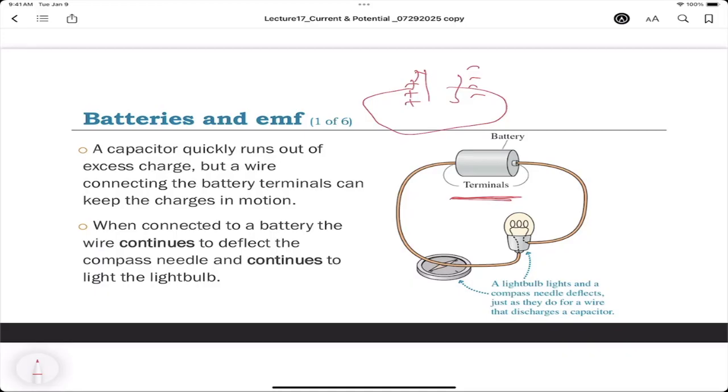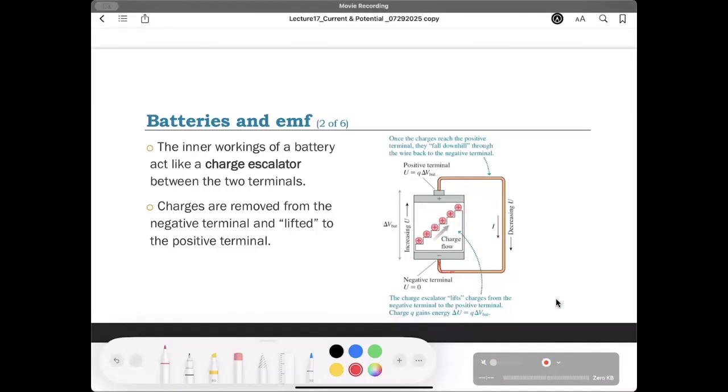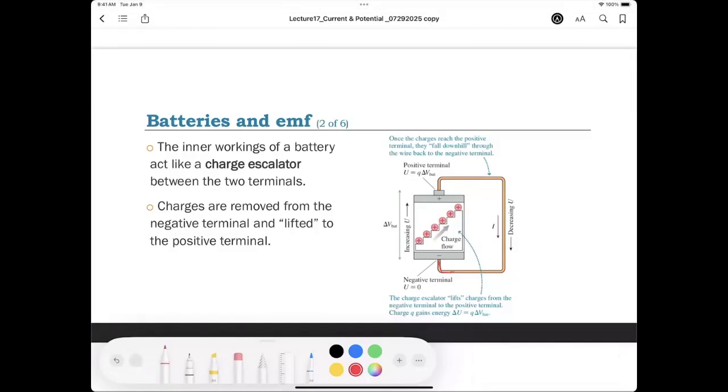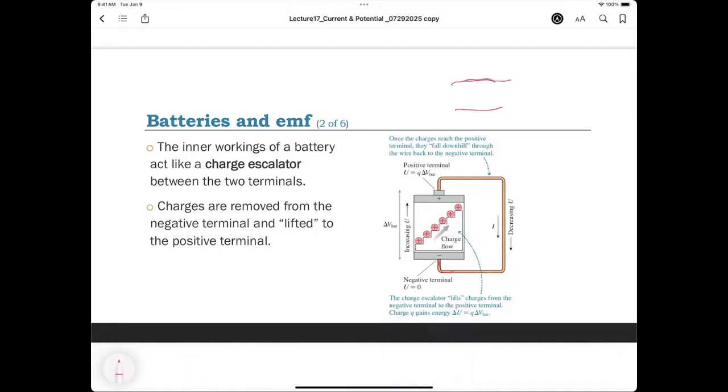Yeah, but it will last longer based on how much electric potential there is in the battery. Okay, let's continue to talk about how batteries work. You can see the battery is now like a capacitor, like a parallel plate capacitor. In a capacitor, there are positive charges and negative charges. If you connect them, the negative goes to the positive terminal.